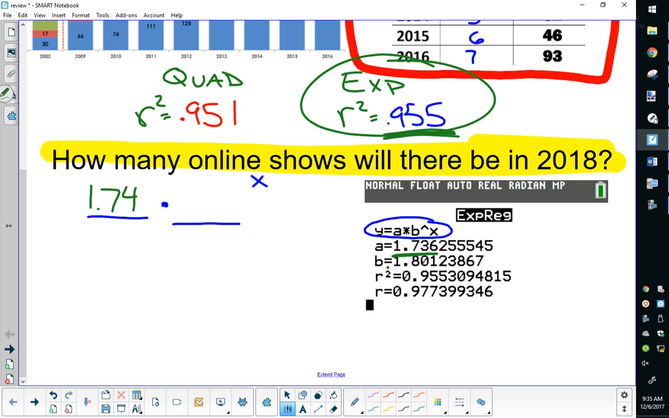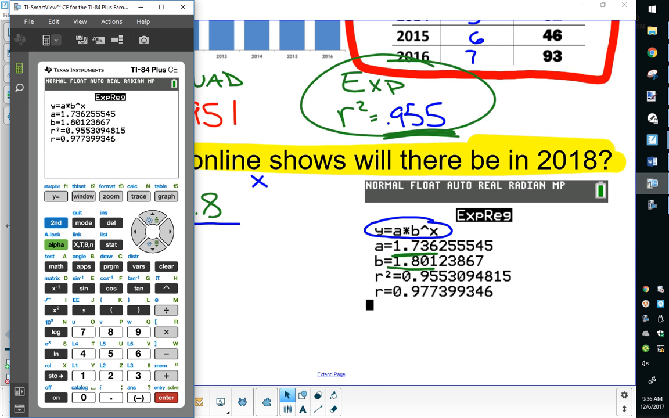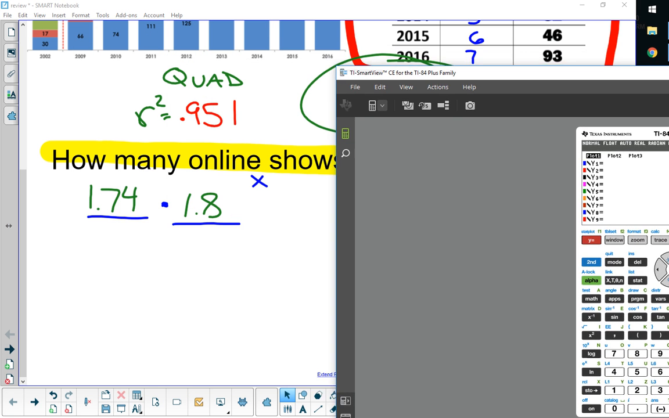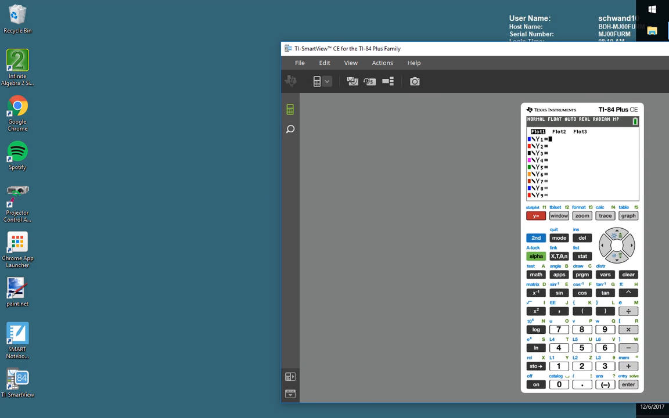Times my B, which is 1.80. So 1.8 to the x power. We can look at that if we want to. I'm going to hit the y equals button and type in that equation right there so I can get a better feel for it.